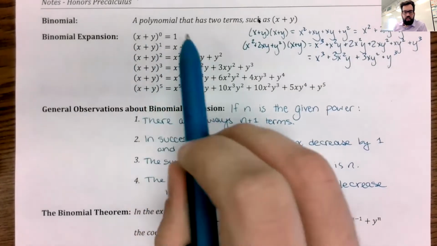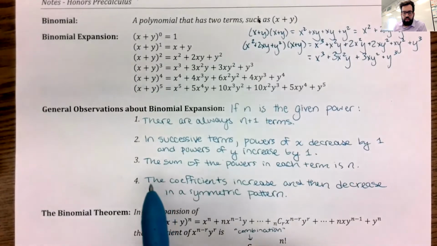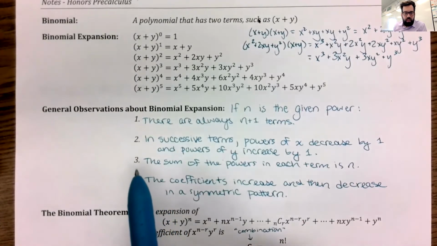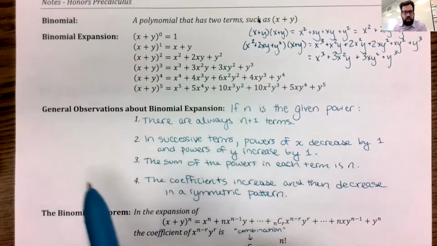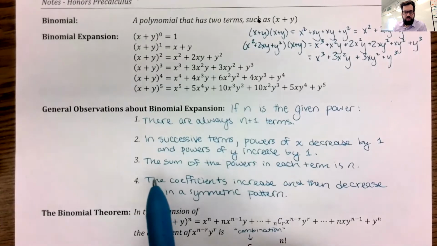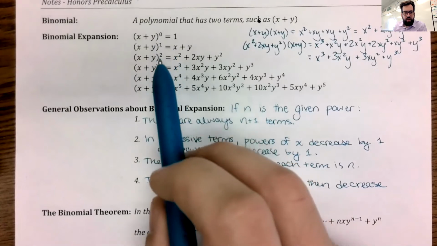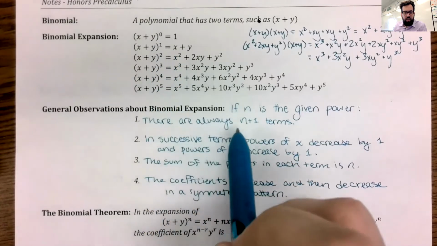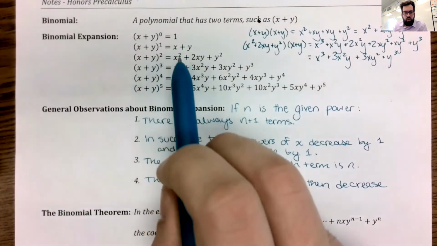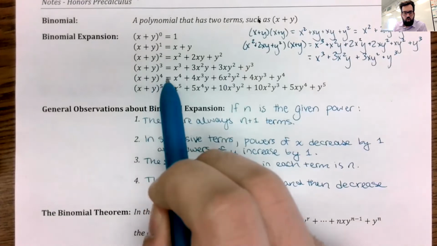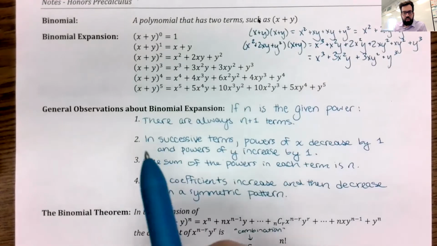If we look at all 6 of these examples, what is true about all of them? And if we were in person doing this together, I might ask you to look with a partner and find these, but I'm just going to go over these observations with you. So first of all, if n is the given power, so if we think of this exponent as being the n, there are always n plus 1 terms in the final answer, right? So if the n was 2, we have 1, 2, 3 terms. If the n was 4, we have 1, 2, 3, 4, 5 terms. Makes sense. There's always one extra term each time.